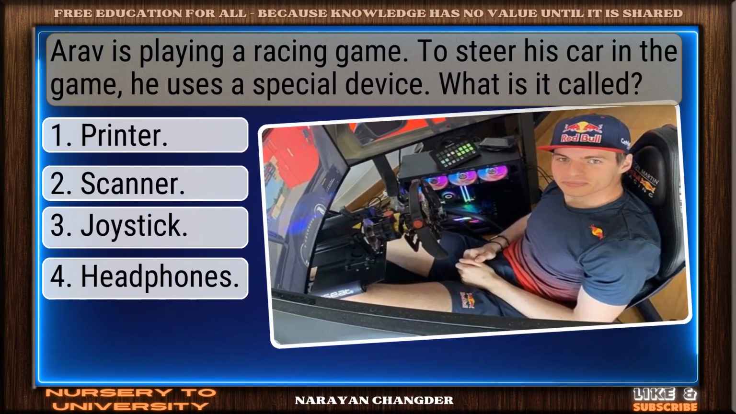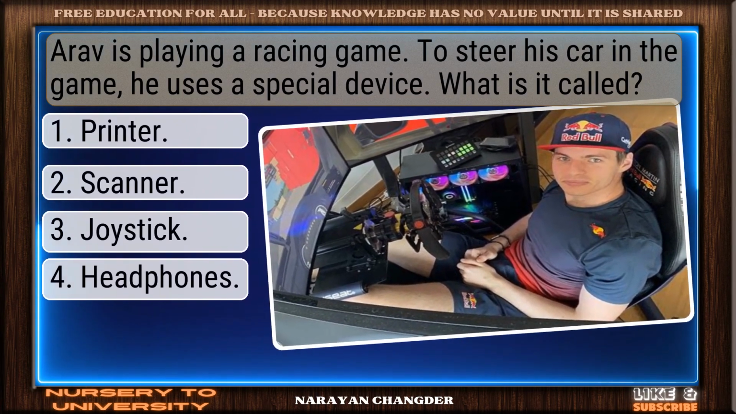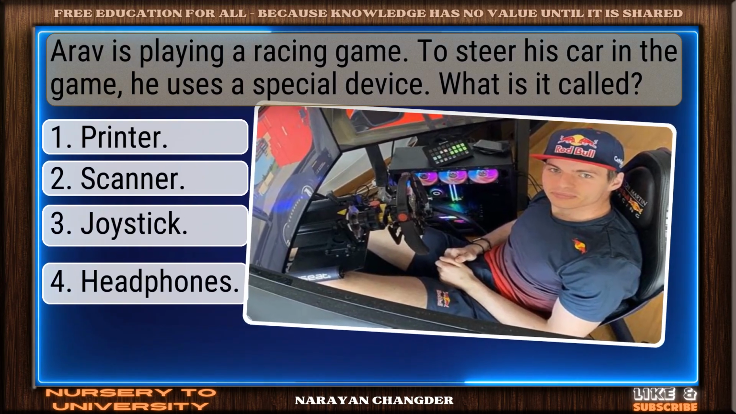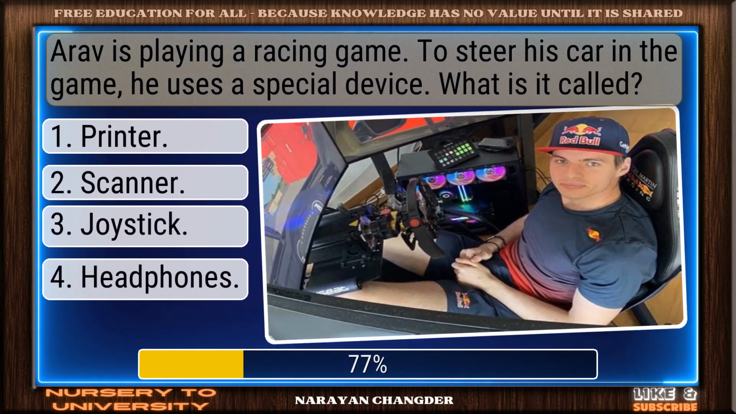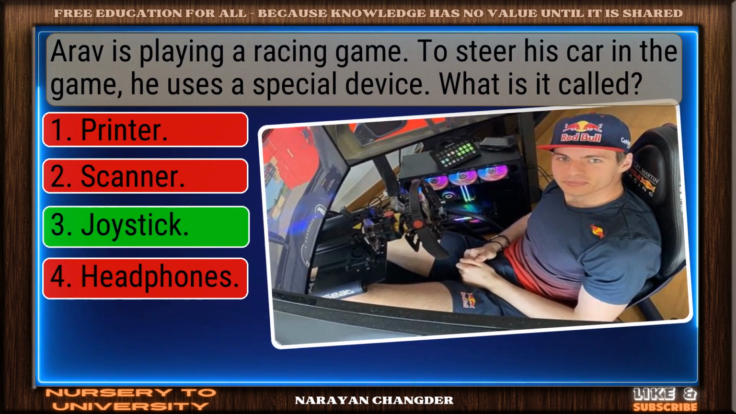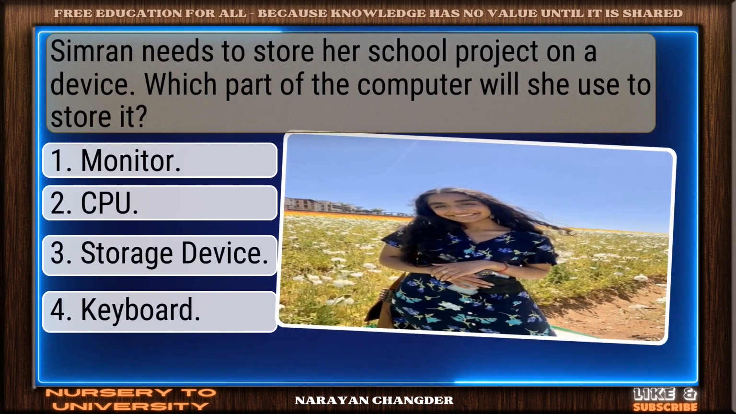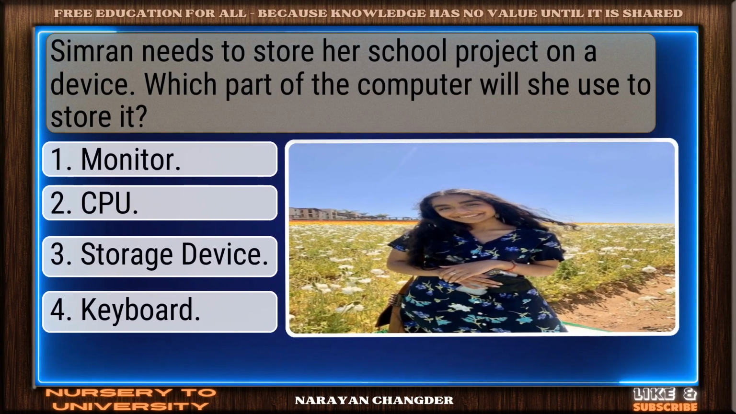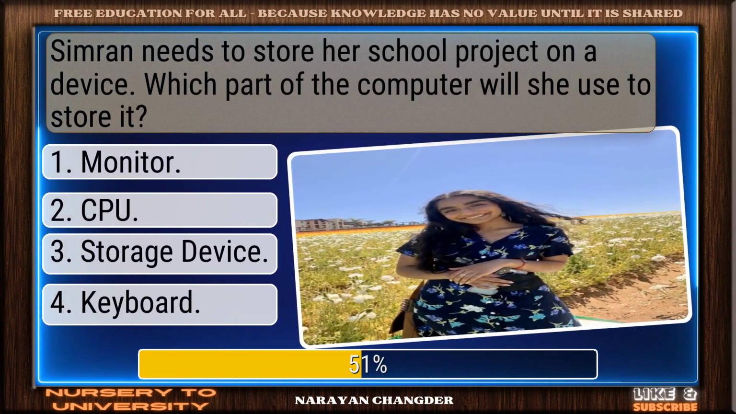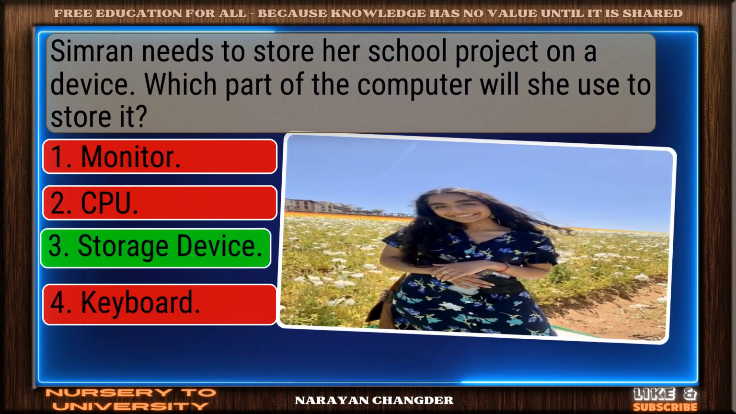Arav is playing a racing game. To steer his car in the game, he uses a special device. What is it called? Great job. Joystick is accurate. Simran needs to store her school project on a device. Which part of the computer will she use to store it? You chose storage device? Correct.